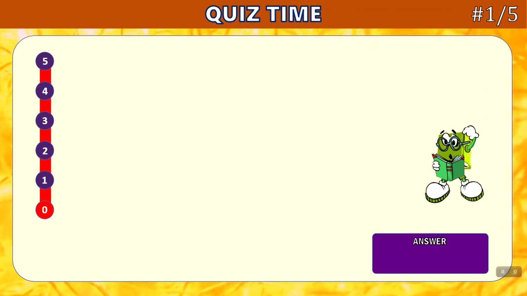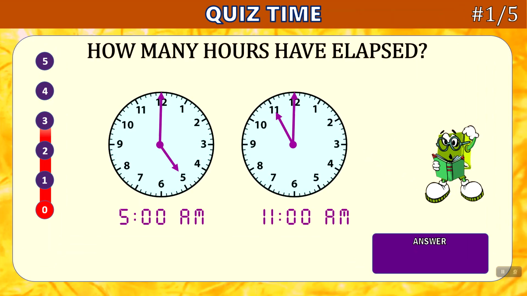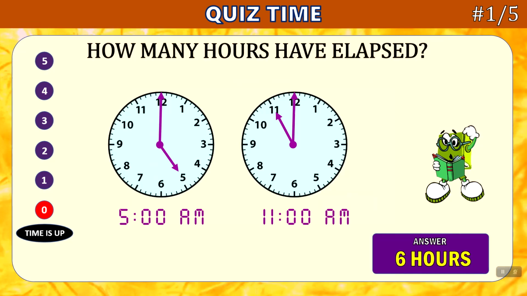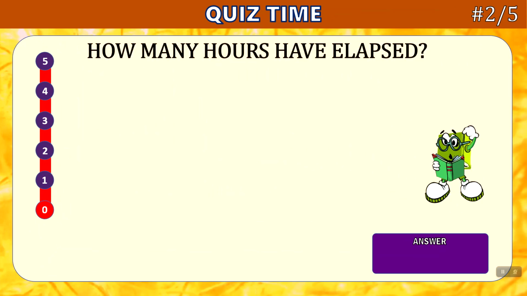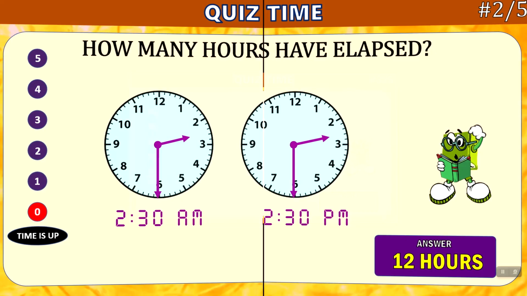And now it's quiz time. How many hours have elapsed from 5 a.m. to 11 a.m.? Did you get it? The answer is 6 hours. Question 2. How many hours have elapsed? 2:30 a.m. to 2:30 p.m. Time's up. The answer is 12 hours. Anytime you go from the same number a.m. to p.m., it is 12 hours.